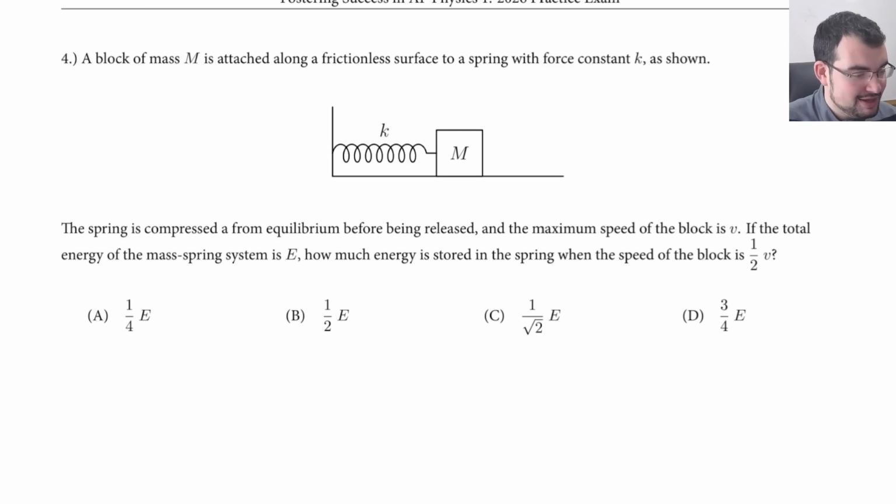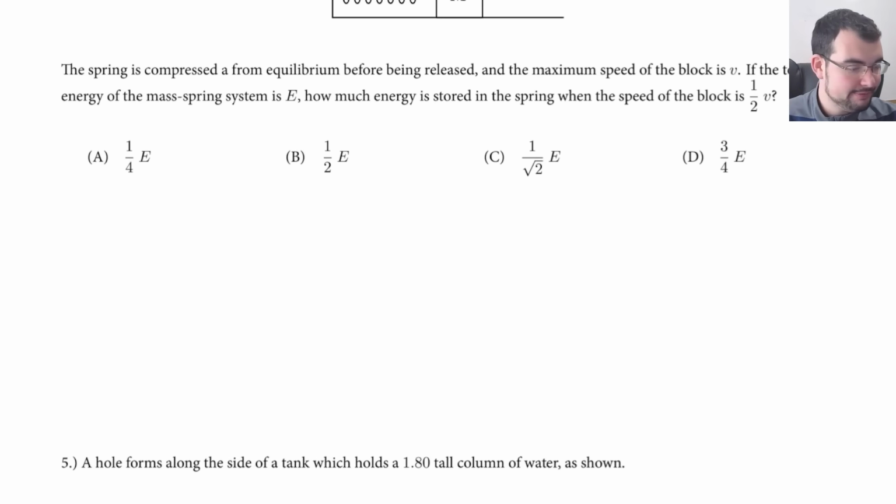All right, a block of mass m is attached along a frictionless surface to a spring with force constant k, as shown. The spring is compressed a distance from equilibrium before being released, and the maximum speed of the block is v. If the total energy of the mass-spring system is E, how much energy is stored in the spring when the speed of the block is half v? Okay. So you can do this with or without math.